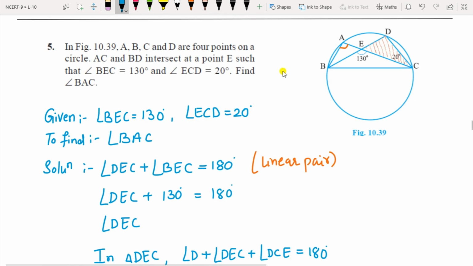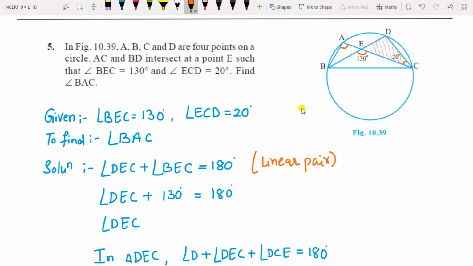Question 5 here is, A, B, C, D are the 4 points on the circle and AC intersects BD at point E such that BEC is 130. So this angle is equal to 130 here, and ECD, this much angle, is given as 20. You have to find BAC. So this angle you have to find out. Okay, so this is the given and to find.